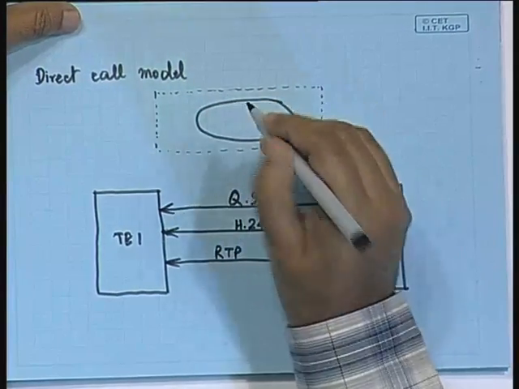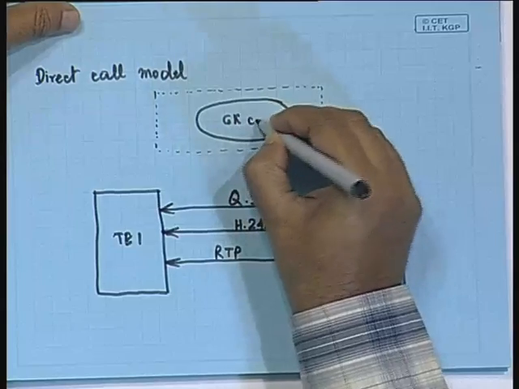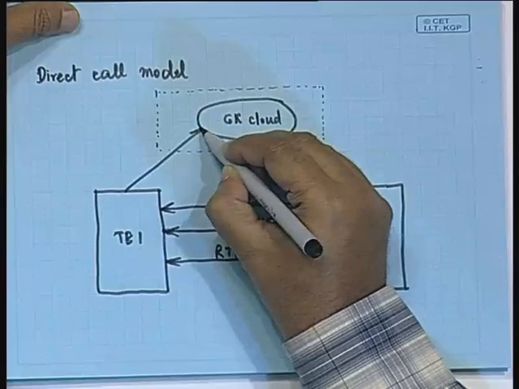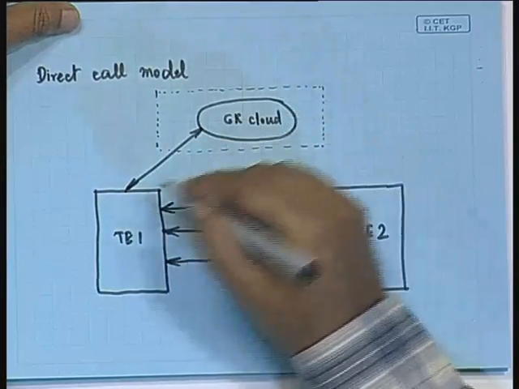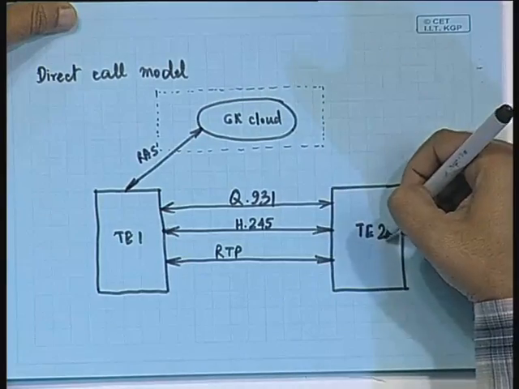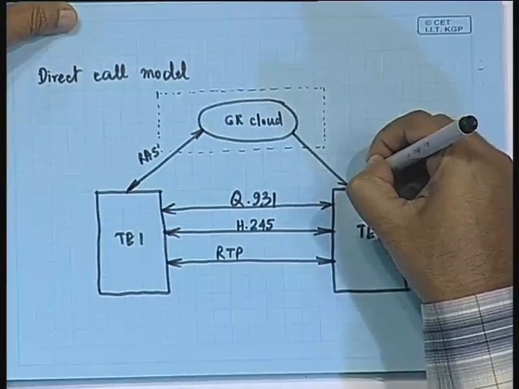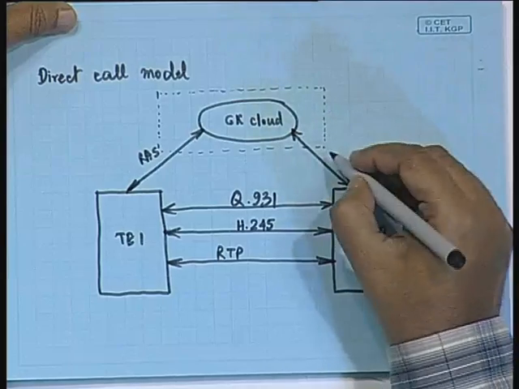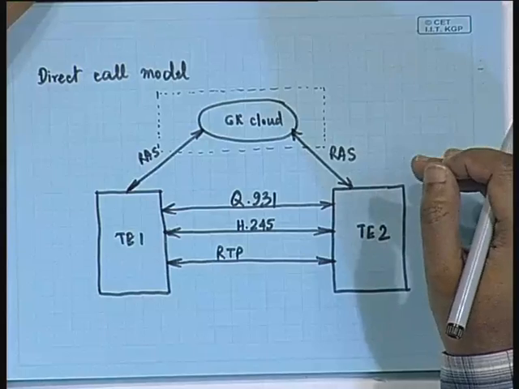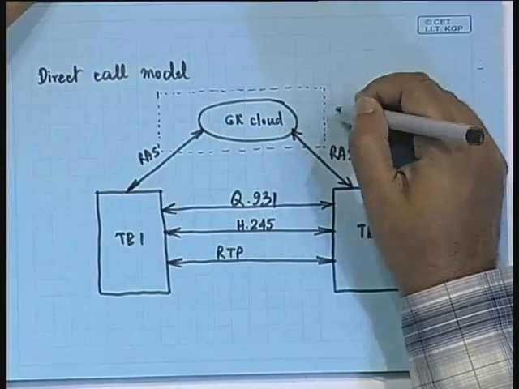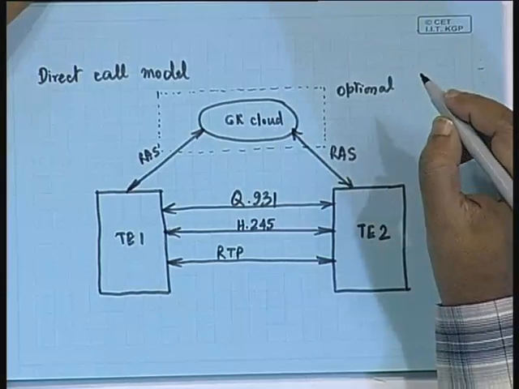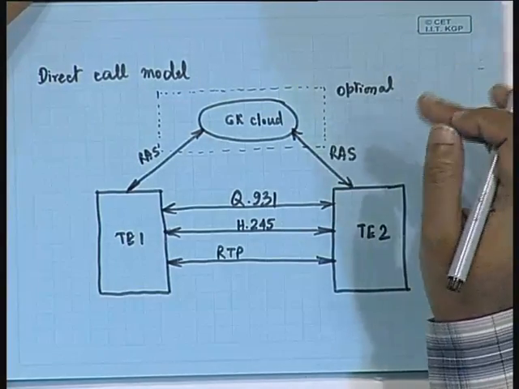So, here if we have a gatekeeper cloud, then we can have the gatekeeper to TE1 communication through the RAS protocol, and likewise between TE2 and the GK cloud, it could be through the RAS. So, this is the direct call model, and why we put it as dotted is that this block is an optional block. We may dispense with this if so needed.